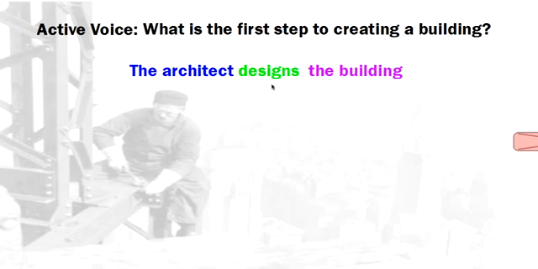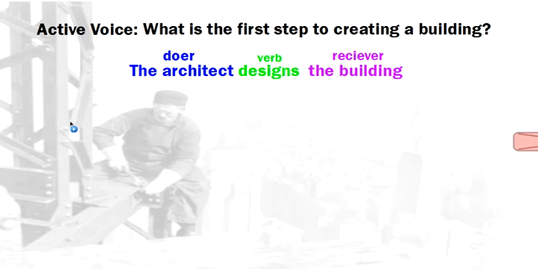Now this is the active voice because I use the doer first, because the architect is the person or the thing in the sentence doing the verb, and designs is my verb. So we call the architect the doer. It's doing the verb. And the building, well, the building is receiving this action. It's receiving the verb from the architect. So we call this the receiver, right? And that's the active voice. When I use the doer, the verb, and then I use the receiver.